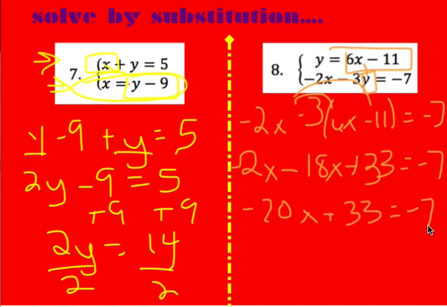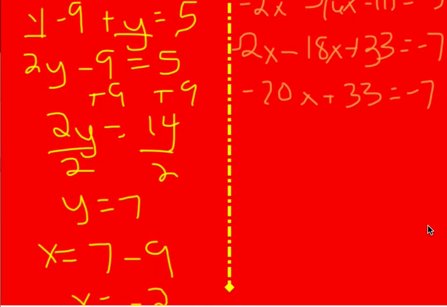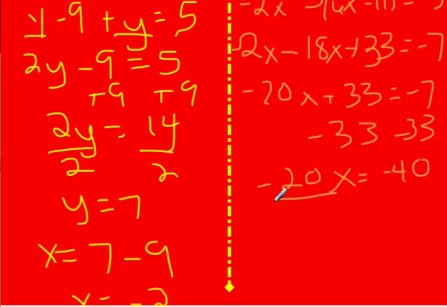Then what I want to do is get my 33 over to the other side. So I'm going to subtract 33 from both sides. So I get negative 20x is equal to negative 40. Now that 20 is being multiplied by the x, so to get it over to the other side, I'm going to divide both sides by negative 20. That ends up giving me that x is equal to 2.